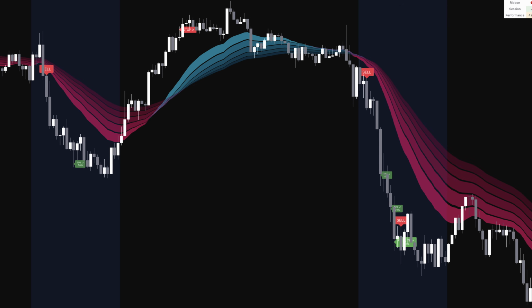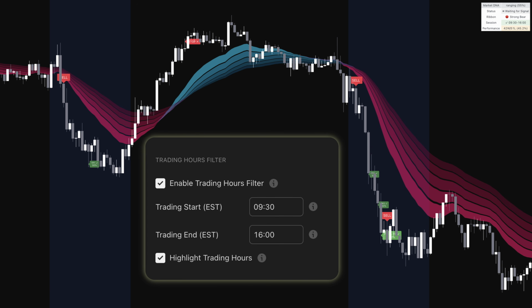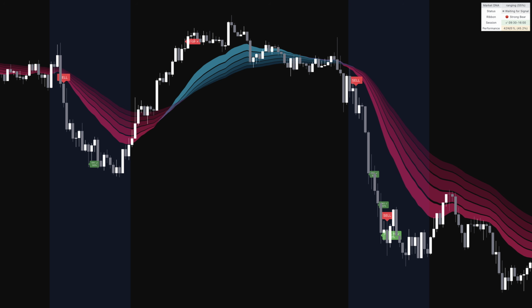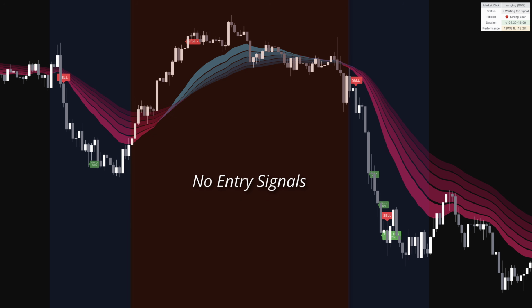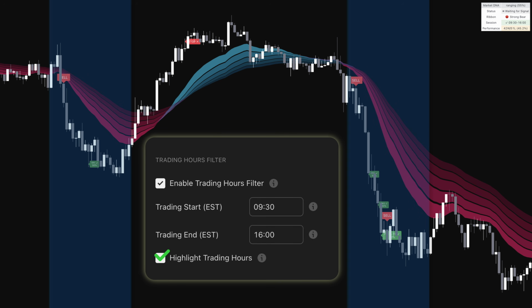Not everyone wants signals around the clock. The session filter restricts when signals can fire. Set your trading start and end times in EST. Default is 9:30 to 1600, regular US market hours. Outside that window, signals are blocked even if conditions are met. Enable the highlight option and the chart shows a subtle background color during active trading hours. Visual confirmation you're in the zone.